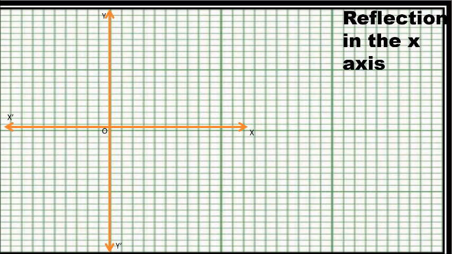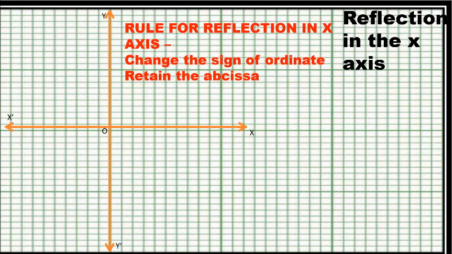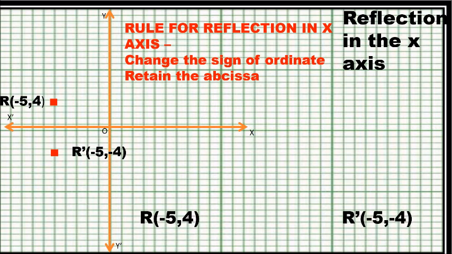Rule for reflection in x-axis: change the sign of the ordinate and retain the abscissa. For example, R(-5, 4) is reflected in the x-axis. So, for the image R dash, the abscissa will remain the same, that is -5, whereas the ordinate changes its sign to -4. So, the image would be (-5, -4).